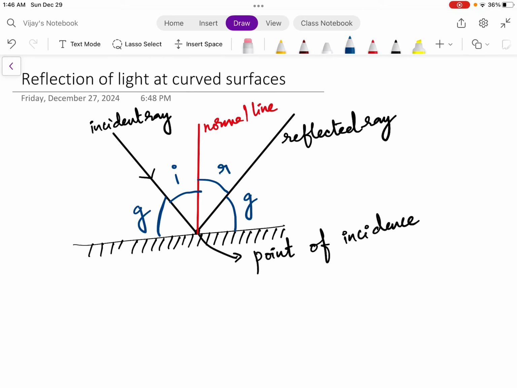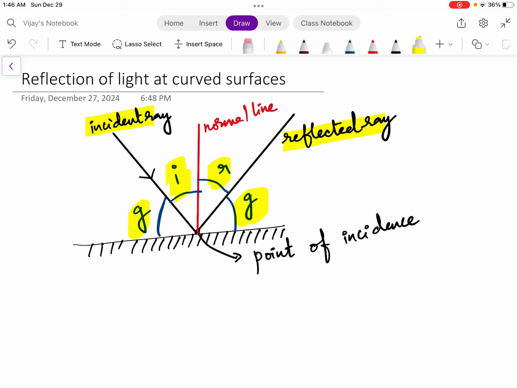So what is angle of incidence? It is the angle between incident ray and normal line. What is angle of reflection? It is the angle between reflected ray and normal line. What is glancing angle? It is the angle the incident ray or the reflected ray makes with the mirror surface.